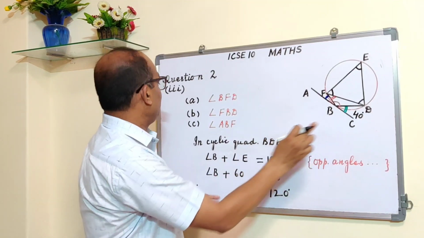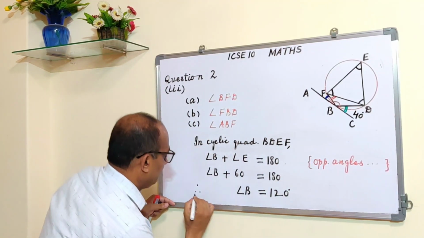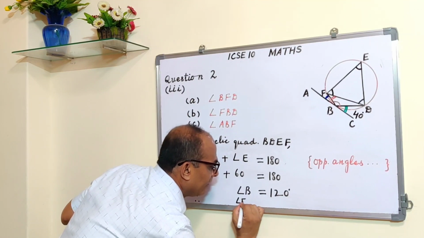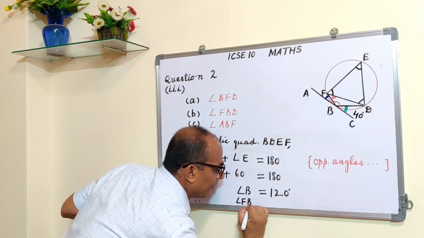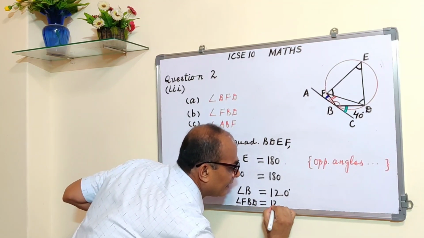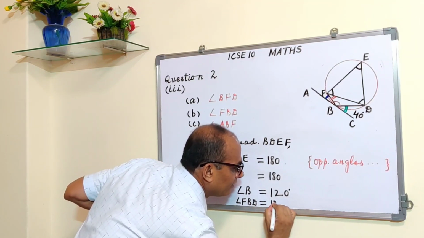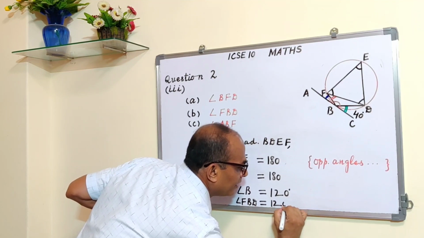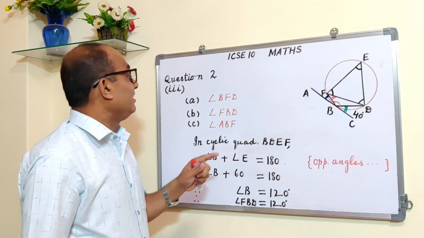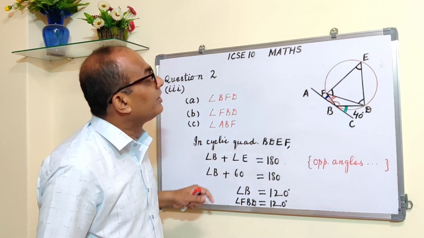Angle B means angle FBD. So therefore angle FBD is equal to 120 degrees. Fine. Now the last is angle ABF.